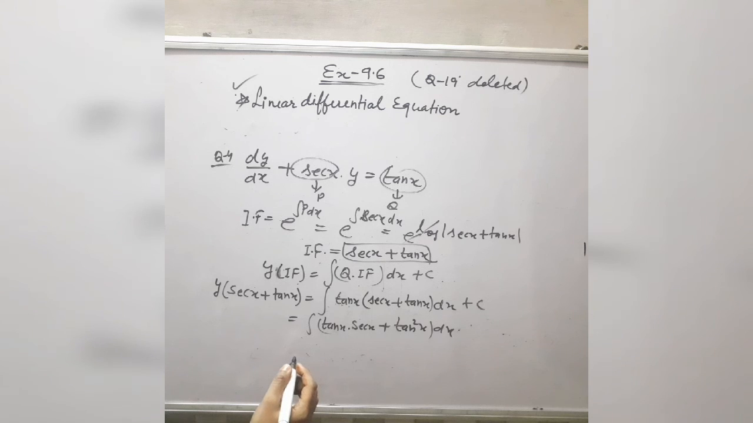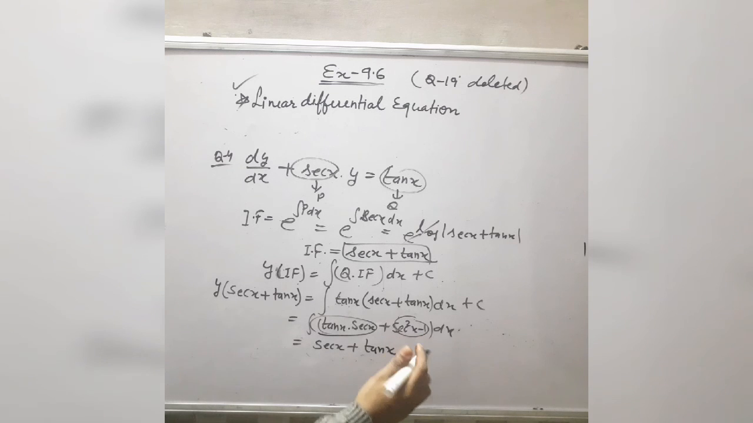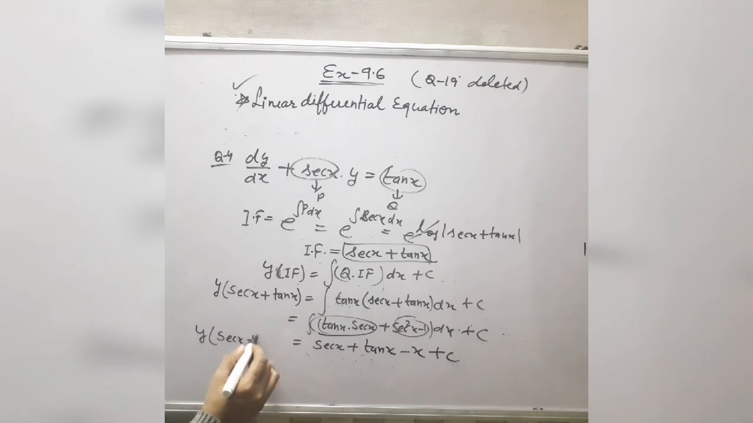What is integration of tangent x into secant x? Integration of tangent x into secant x is secant x. Now this tangent square x can be written as secant square x minus 1, and integration of secant square is tangent x. And what is integration of 1? Integration of 1 with respect to x is x, plus integration constant c. And on this side what is written? Y into secant x plus tangent x. So now from this you can say that this is the solution of the given differential equation.